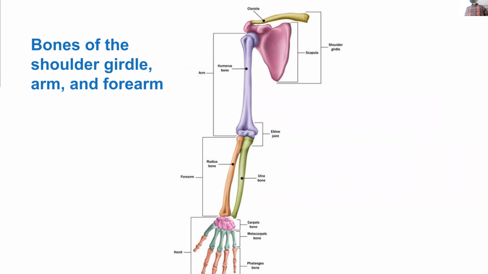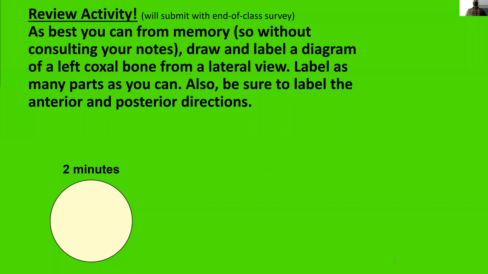All right, that's thinking about the upper arm. Let's transition and just refresh your memory about the pelvic girdle. We're going to do a quick 2-minute review activity. As best you can from memory, so don't look at your notes yet, draw and label a diagram of the left coxal bone from a lateral view and label everything that you can possibly think of. And be sure to label the anterior and the posterior bone. I'm not going to lie, this is really challenging because the coxal bone has this weird shape. Try to do it as best you can for a couple minutes without consulting your notes, and then we'll go back and look at your notes and make additions and everything like that. But do the best you can before looking things up.